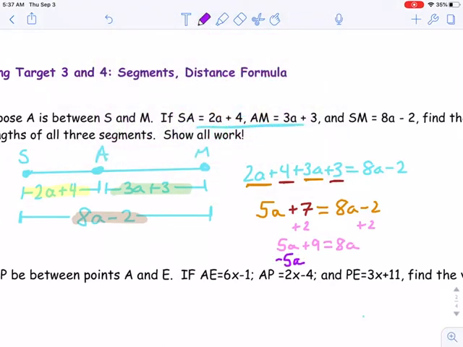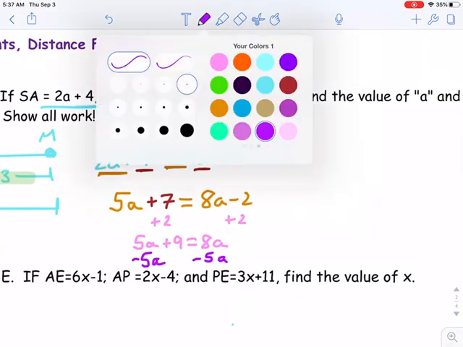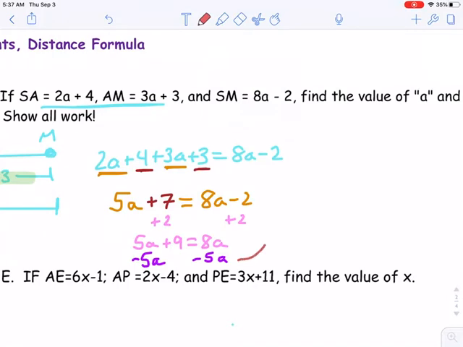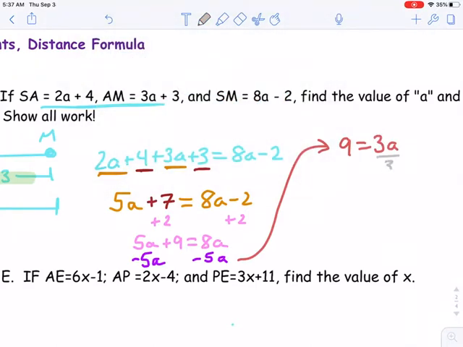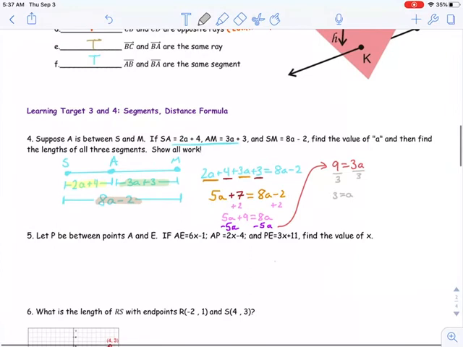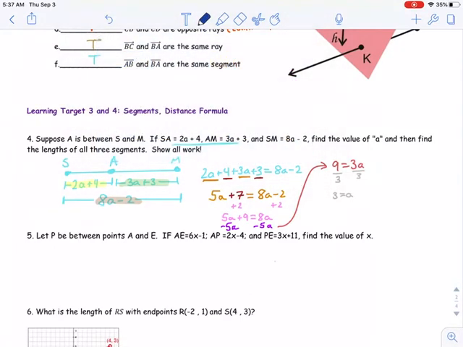So continuing right along, then I had to move the negative 2 over. How do you undo minus 2? You add 2. How do you undo a 5A? You subtract 5A. So I have 9 equals 3A. How do you undo multiplication? You divide. So 3 equals A. Alright, so it's really important to read the question. Kind of sounds silly. It says find the value of A, then find the lengths of all three segments. All right.